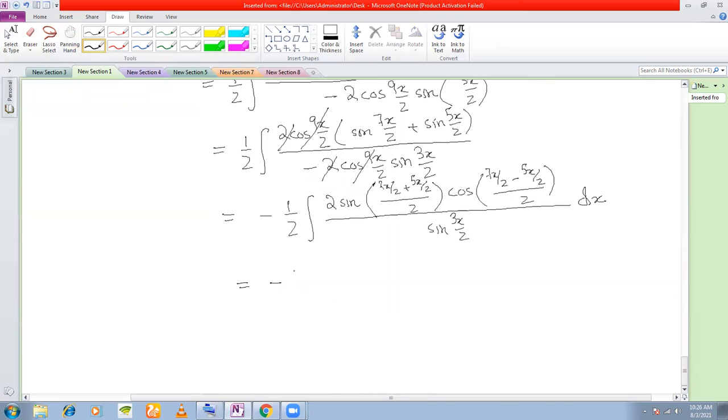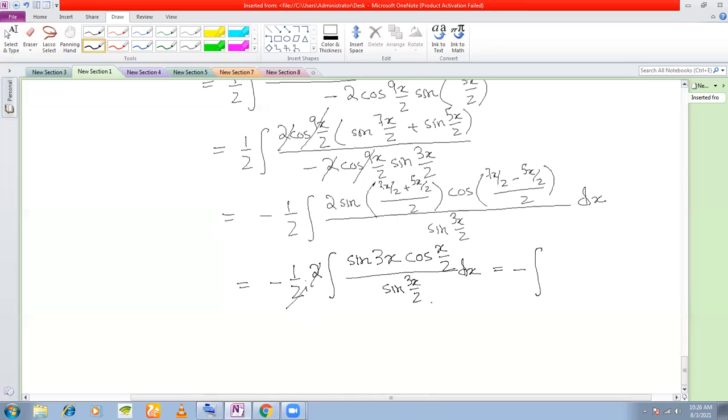So you get here minus 2 and you can take 2 out. So what are you left with? If you simplify the term within the brackets, 7x by 2 plus 5x by 2 is 12x by 2. 12x by 2 is 6x, and 6x by 2 is 3x. Cos 7x by 2 minus 5x by 2 is 2x by 2, which is x, and this is x by 2. Divided by sine 3x by 2 dx. So now what happens? This will cancel here. You simply get minus integral.